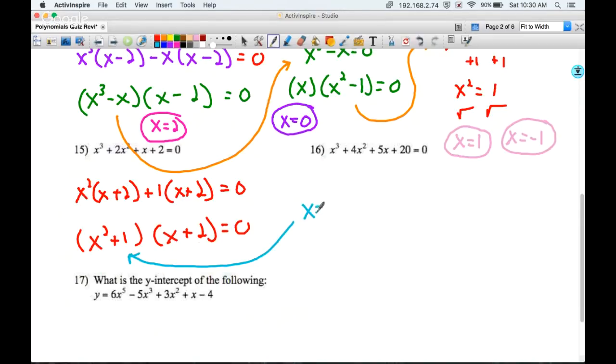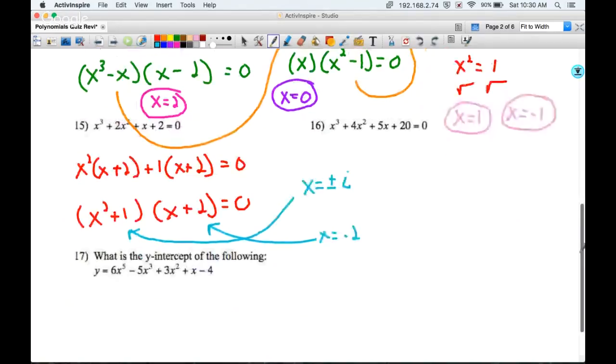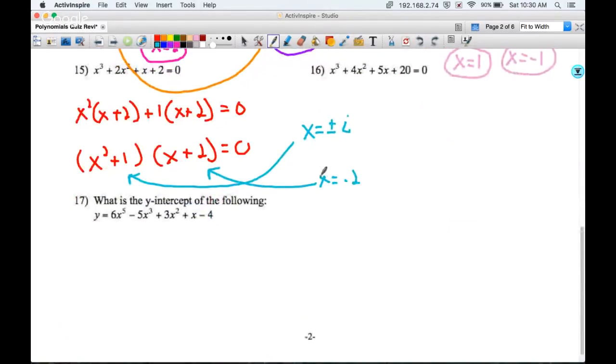For number 15, that's going to give me x equals plus or minus i. So I'm going to take the square root of negative 1. And then this here gives me x equals negative 2. All right. And that one looks like factoring by grouping. You get an x plus 4, yep. All right. So all of those could be factored by grouping.